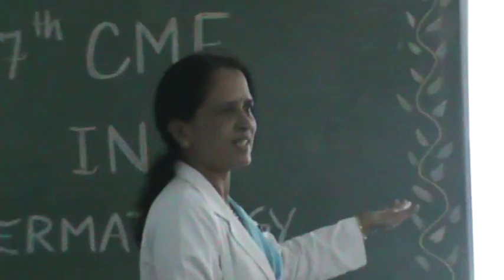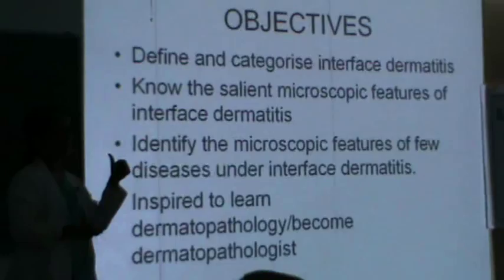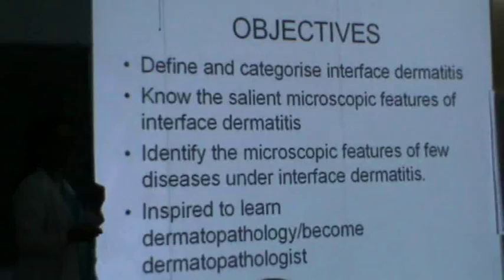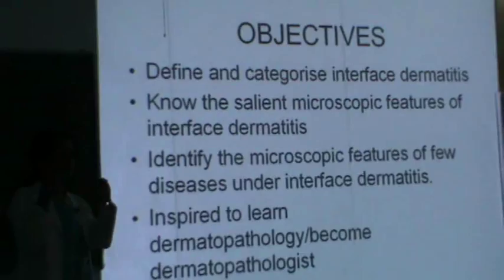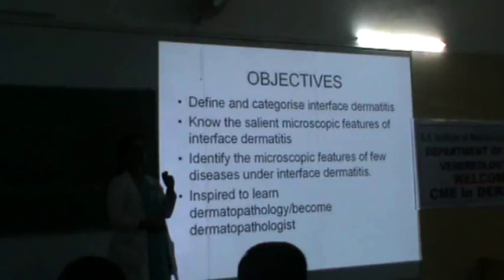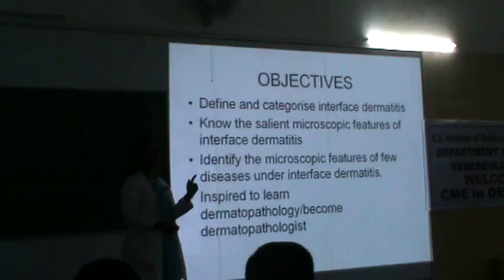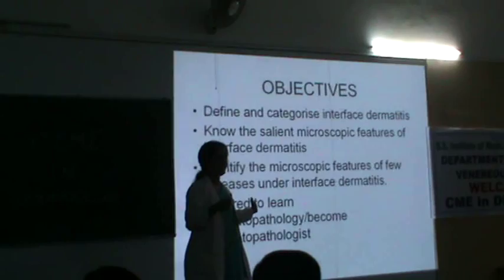So I've just taken these objectives for my session. By the end of this 30-minute session, we should be able to define and categorize interface dermatitis. Second, know the salient microscopic features of interface dermatitis. Third, what the mind does not know, the eyes will not look for. So once you know what to look for, you should be able to identify the microscopic features of a few diseases under interface dermatitis. Lastly, I would just repeat again: this session, at least, should inspire all of you to learn dermatopathology. If you go with that inspiration, I think my job is done and I go happily.